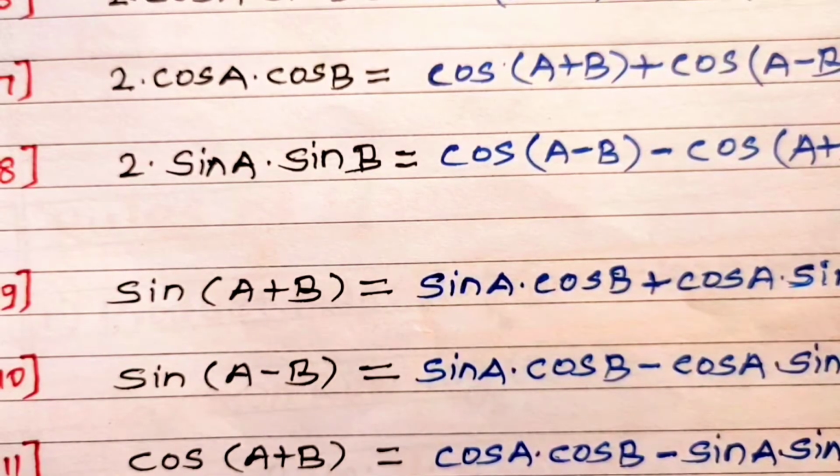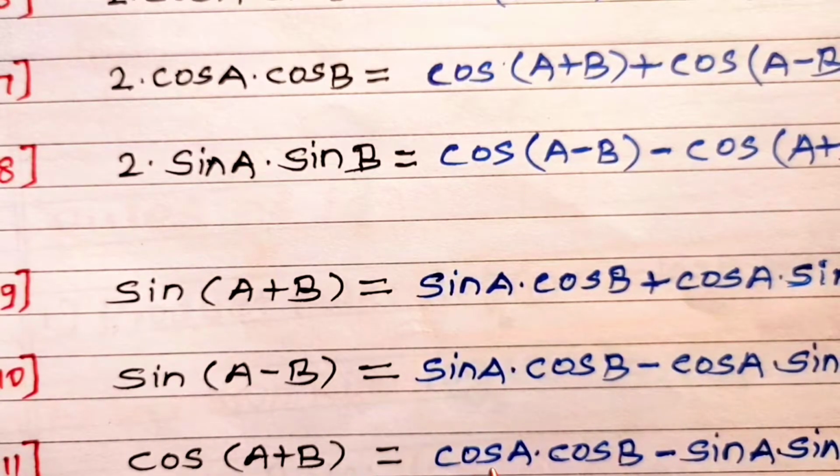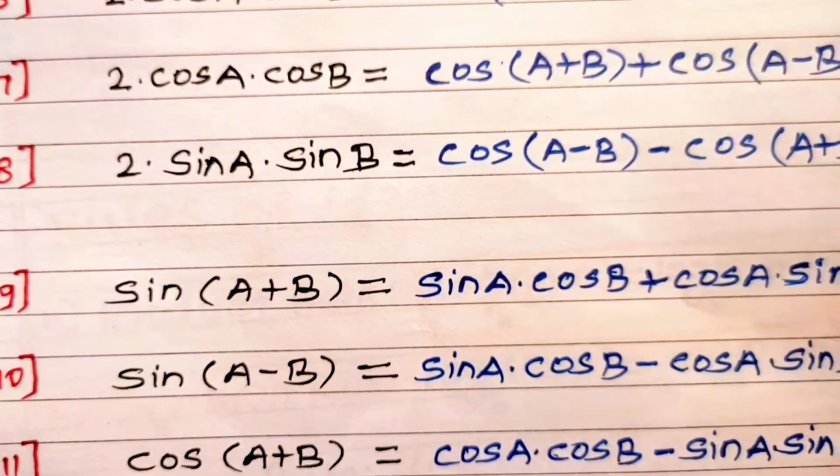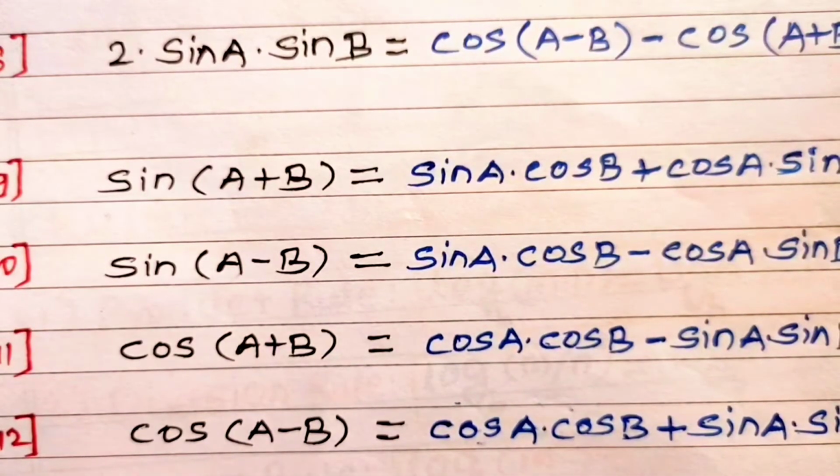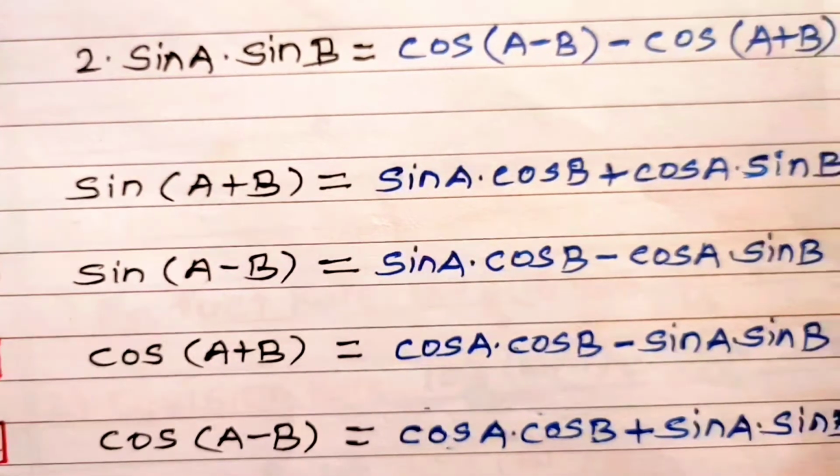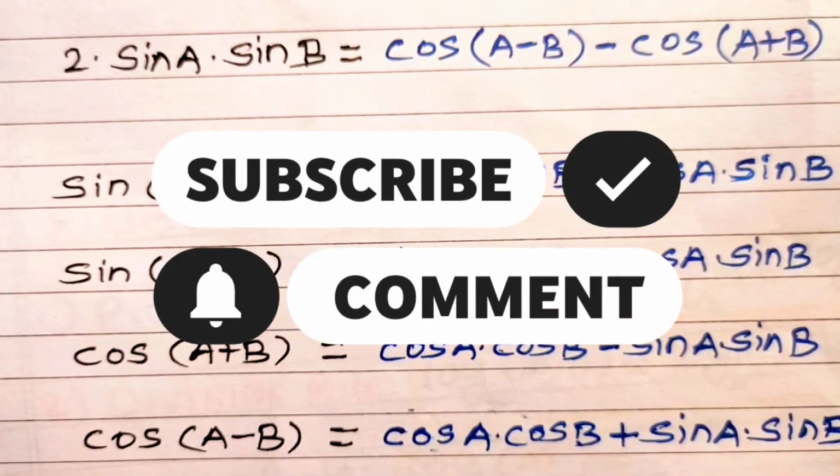Formula number 11, cos of (A plus B) is equal to cos A into cos B minus sin A into sin B. Formula number 12, cos of (A minus B) is equal to cos A into cos B plus sin A into sin B. Okay, these are the formulae.